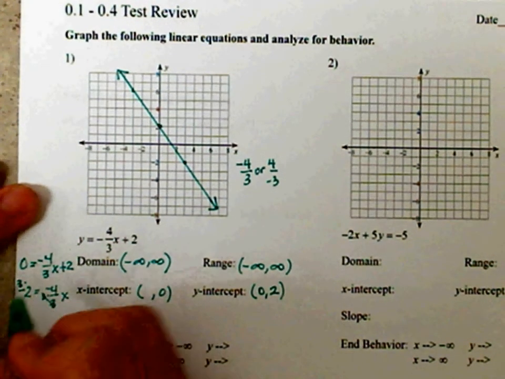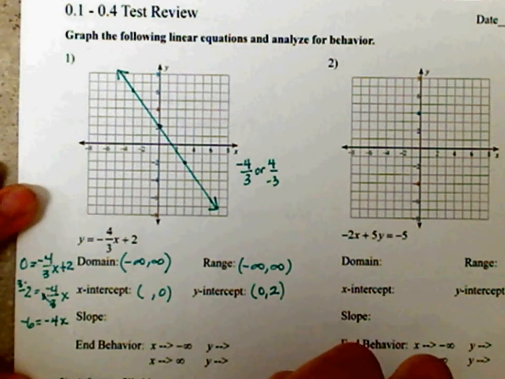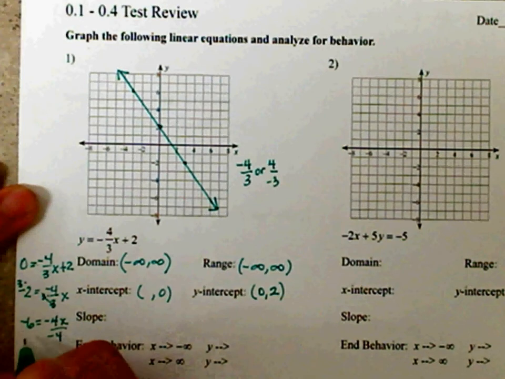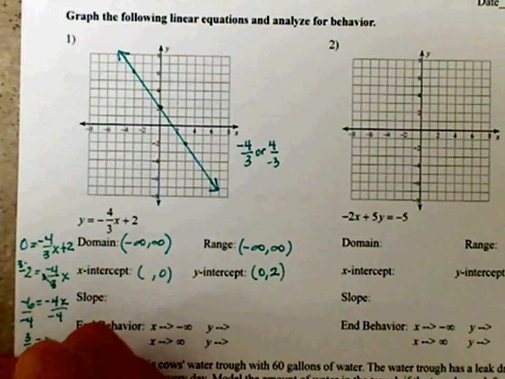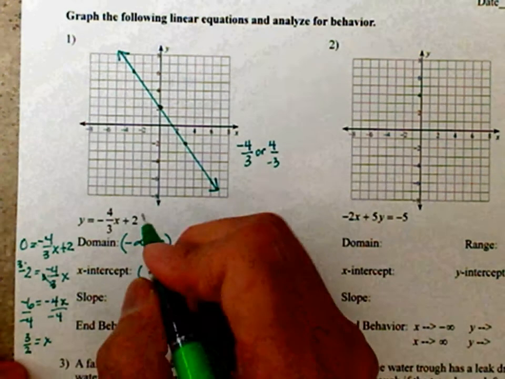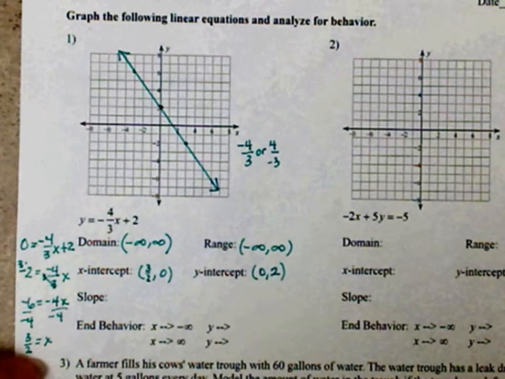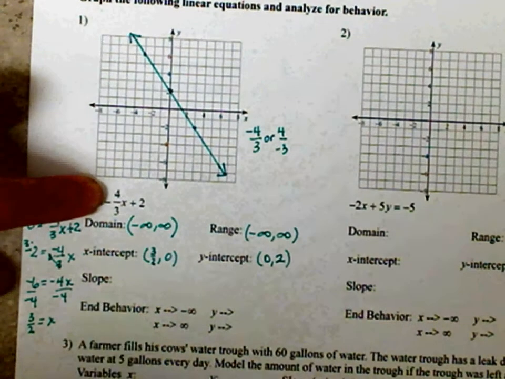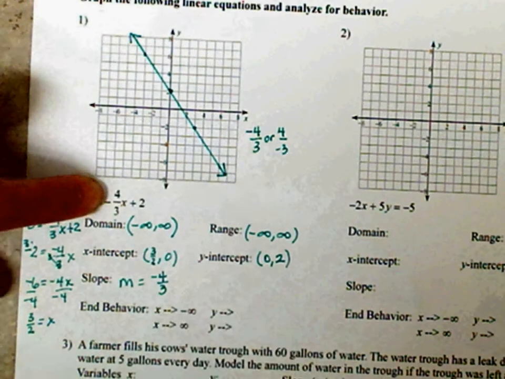3 times negative 2 is negative 6, is equal to negative 4x. Divide by negative 4. What you do to one, you do to the other. So x is equal to 3 over 2, which is 1 and 1/2. Okay? So we're going to write 3 over 2, and that is your x-intercept. Your slope is the m. It is always in front of the x, so m is equal to negative 4 over 3.